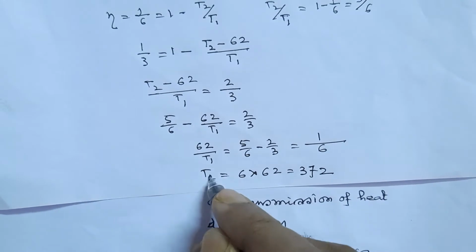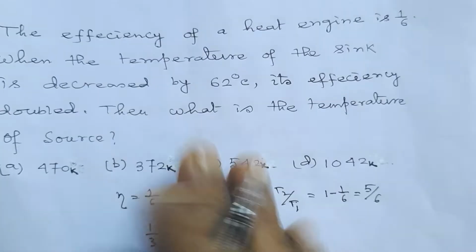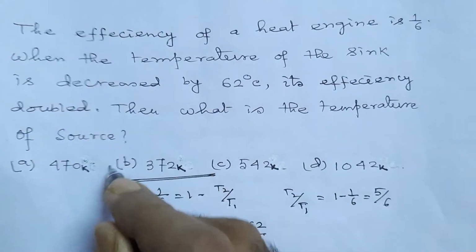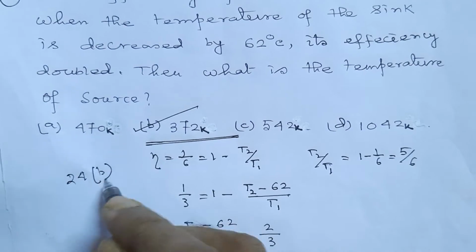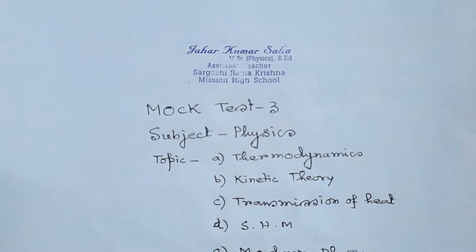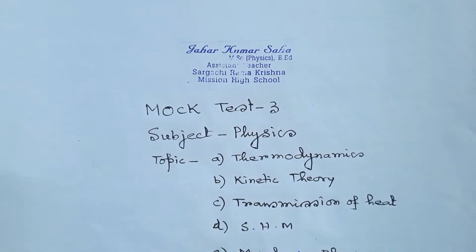So T1 equals 372 Kelvin. What is the temperature of the source? 372 Kelvin. So B is the correct answer. The correct answer of question number 24 is B. Now, see question number 25.